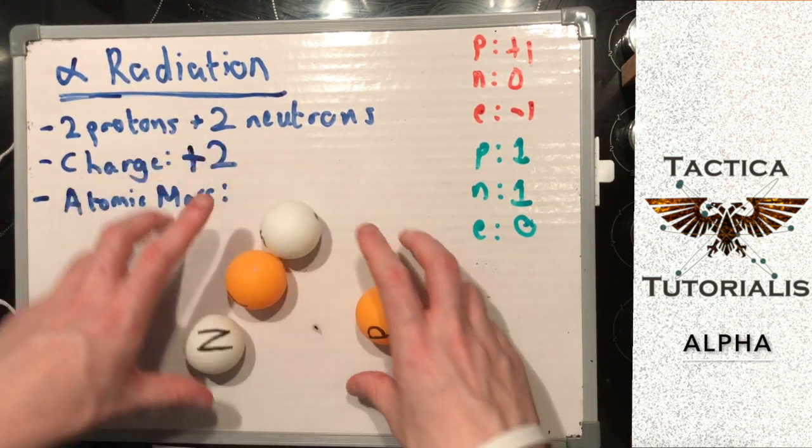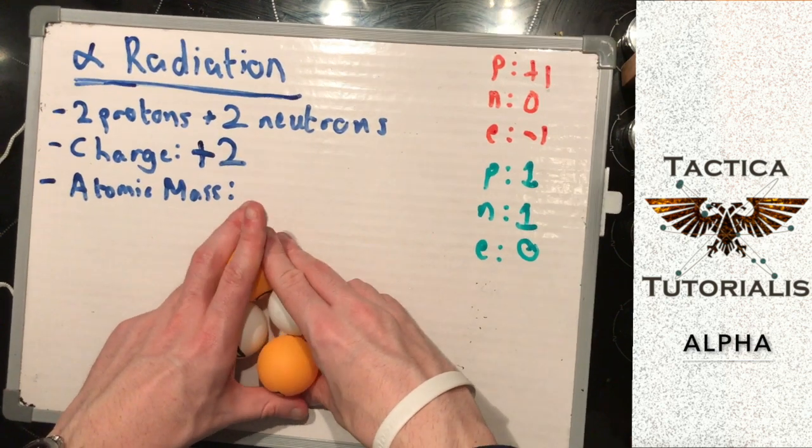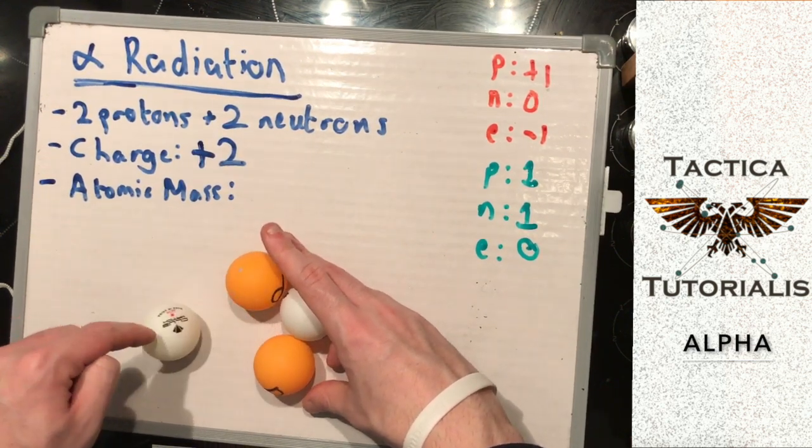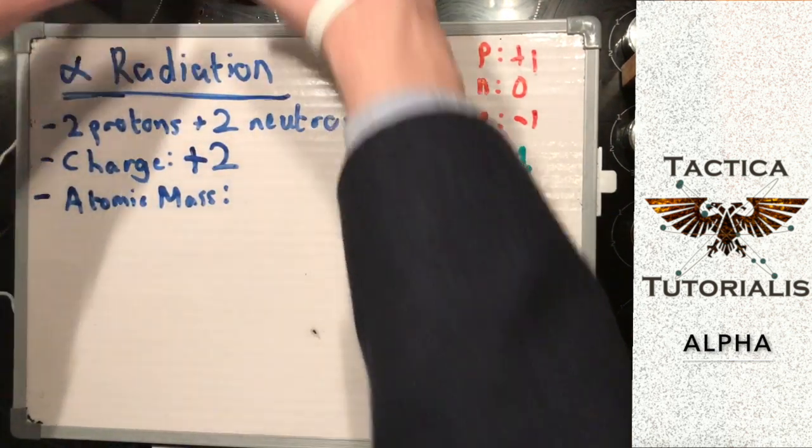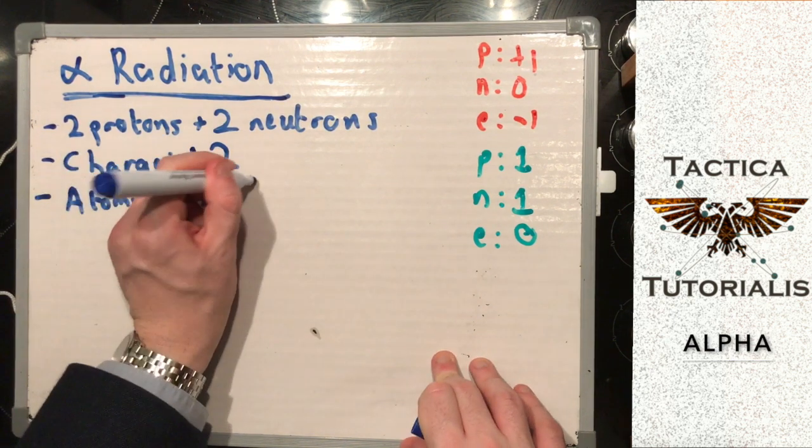So let's see what we've got. Well, we already did it. 2 protons, 2 neutrons. What does that leave us? 1, 2, 3, 4 things with a mass of 1 each. Therefore, the atomic mass is 4.